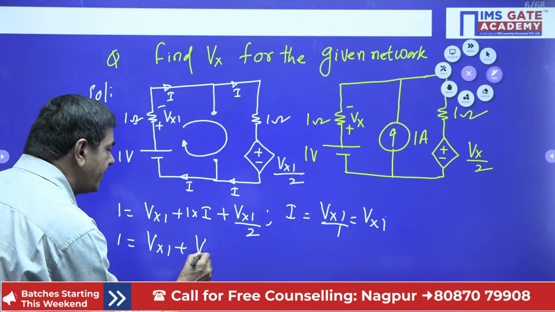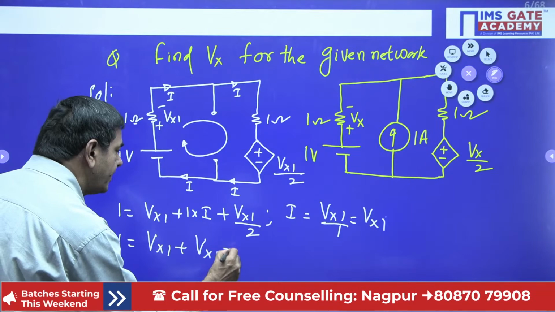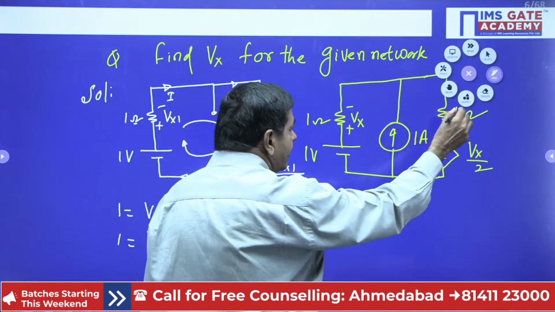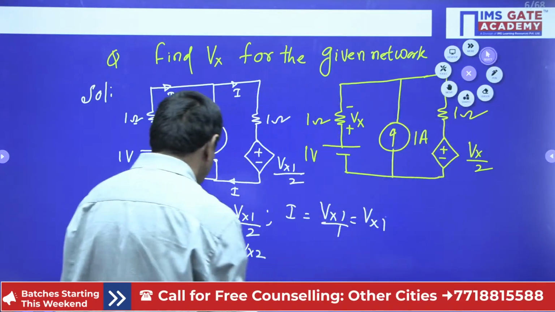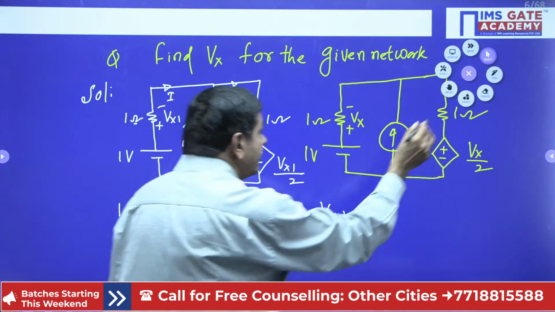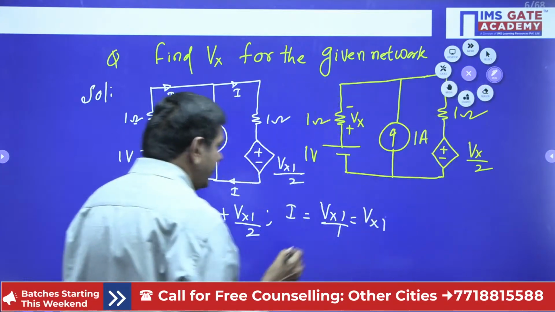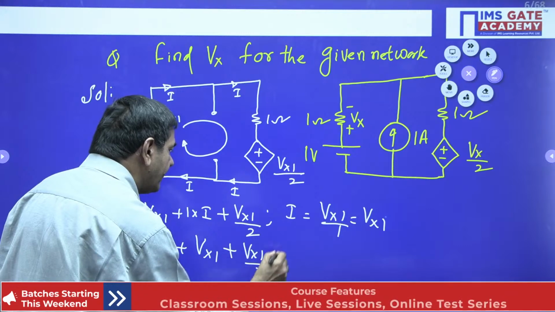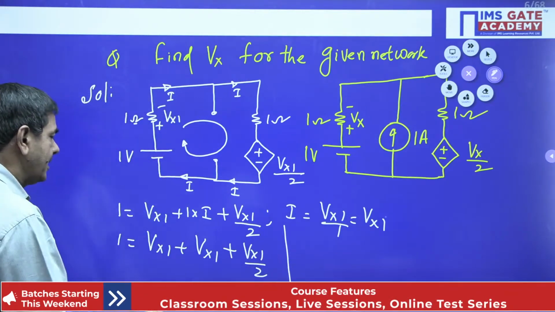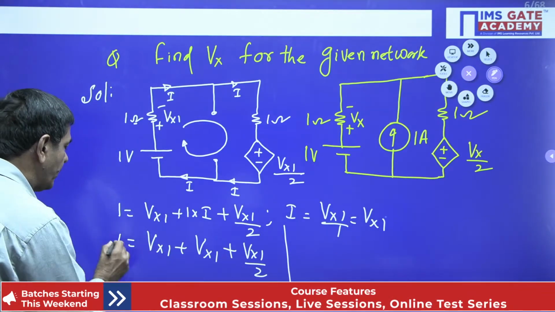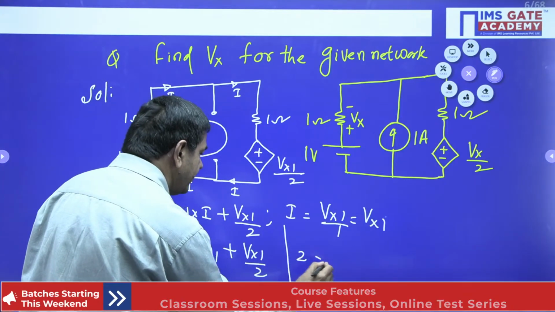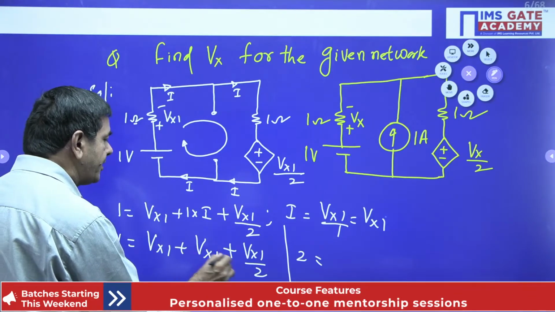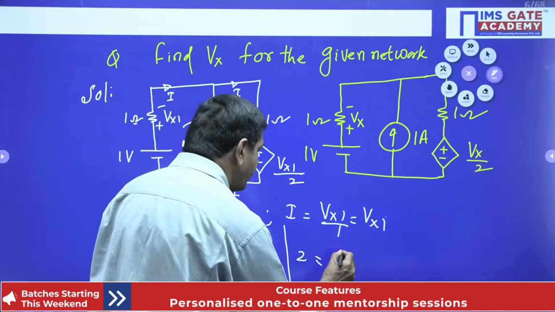1 into Vx1, same Vx1. Finally, I got in this way, Vx1 by 2 I got. Now I want to simplify by taking LCM. LCM is 2. 2 into 1, 2 this side. This side I can get 2Vx1 plus 2, 1 plus 1, 2Vx1, 2 into 2, 4Vx1.